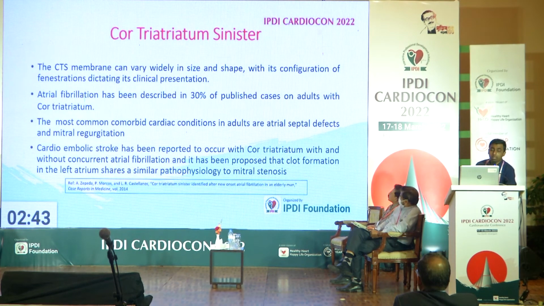The CTS membrane can vary widely in size and shape, and its configuration defines the clinical presentation of the patient. Atrial fibrillation has been described in 30% of published cases in adults with cor triatriatum. The most common comorbid cardiac conditions in adults are atrial septal defect and mitral regurgitation. Cardioembolic stroke has been reported with cor triatriatum with and without concurrent atrial fibrillation, and clot formation in the left atrium shares a similar pathophysiology to mitral stenosis.